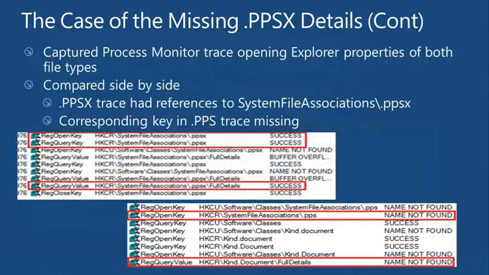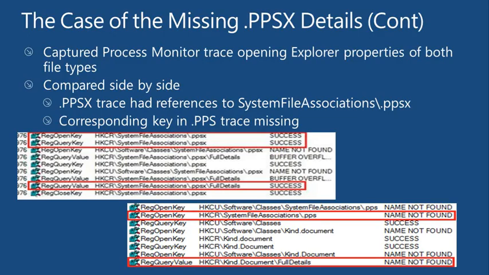Now what he did was, this is his trace, actually compared side by side. And he did this on his own. He did this shape shifting matching thing and nailed it down to right there. These are the things that he highlighted himself. So he highlighted, if you look, this right here, the PPSX file associations key: success on that side, name not found on that side. And then he saw this reference to full details here, name not found on this side, and success on that side. And so that's what he did.